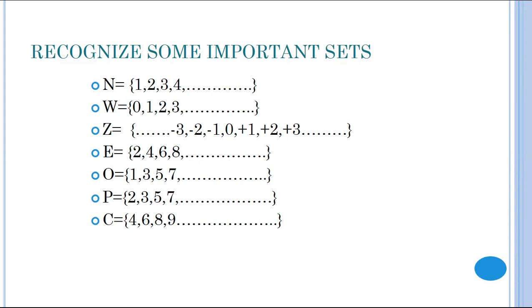Now prime numbers. Students, prime numbers are the numbers which have only 2 factors or divisors. For example, the smallest prime number is 2. 2 has 2 factors or divisors, 1 and 2 itself. So the smallest prime number is 2.